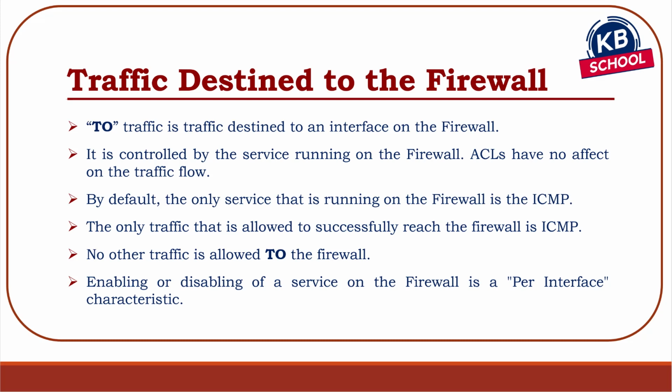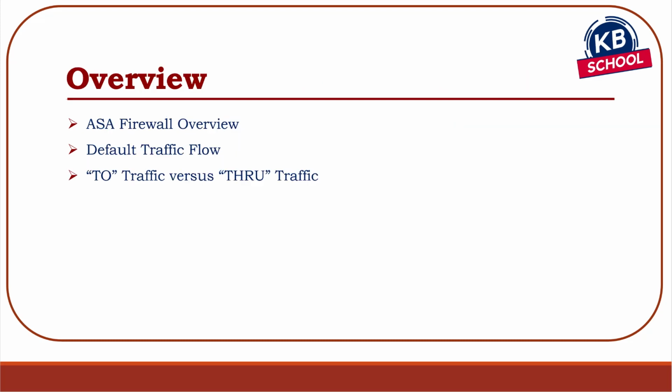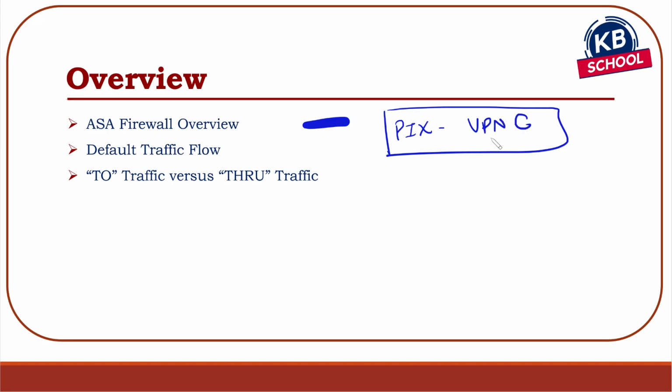Let's recap what are the main things that we covered over here. Number one, where did the ASA come from? ASA is a combination of two devices. What are the two devices? The PIX firewall and the acquisition called the VPN concentrator. This gave you the VPN capabilities. This was a firewall, and this is what the ASA is all about.